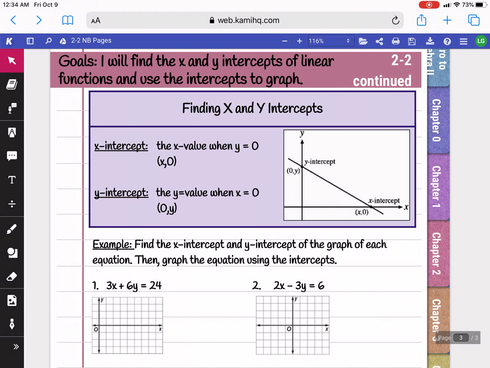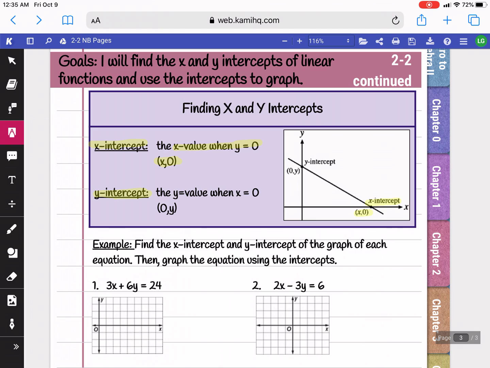The last thing that we're going to cover in topic 2.2 is finding x and y intercepts and using your intercepts to graph. So your x-intercept is your x value when y equals 0. So in other words, when you write it as a point, you have x and then 0. It's also, if you look at your graph, where your line crosses the x-axis.